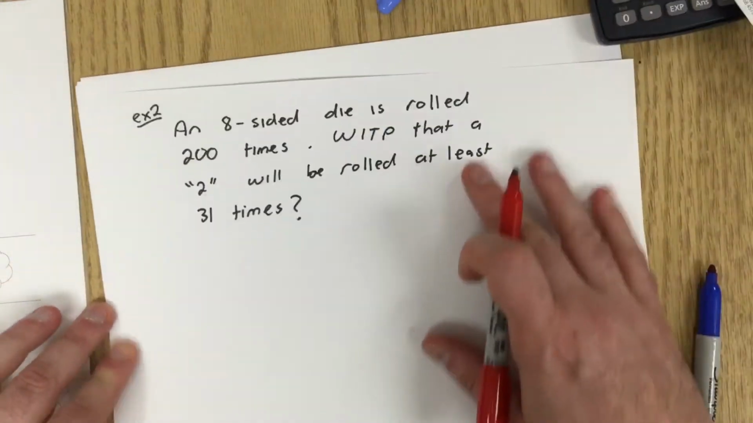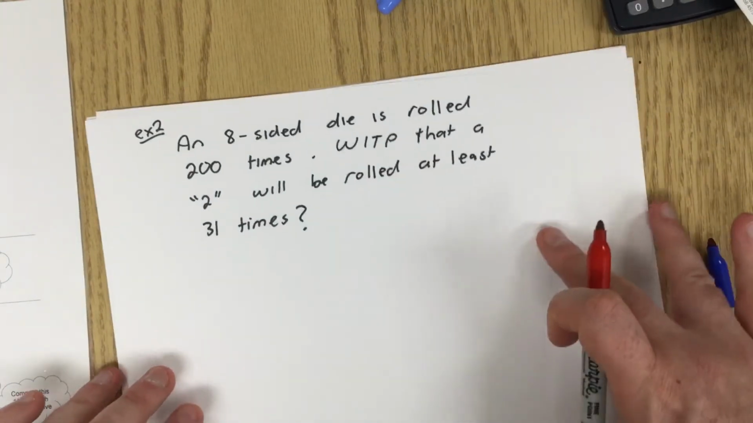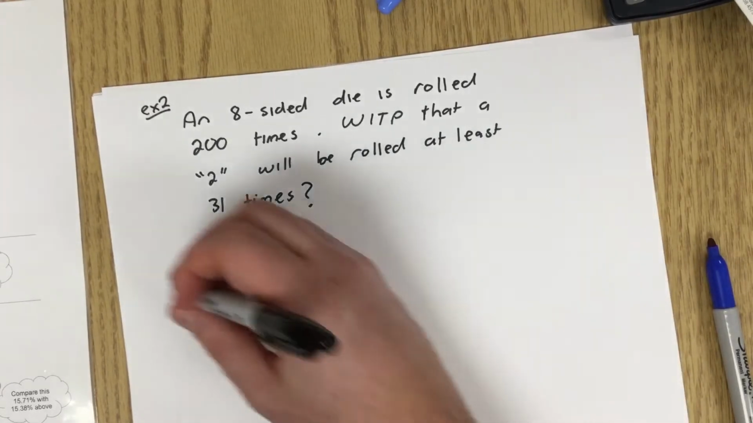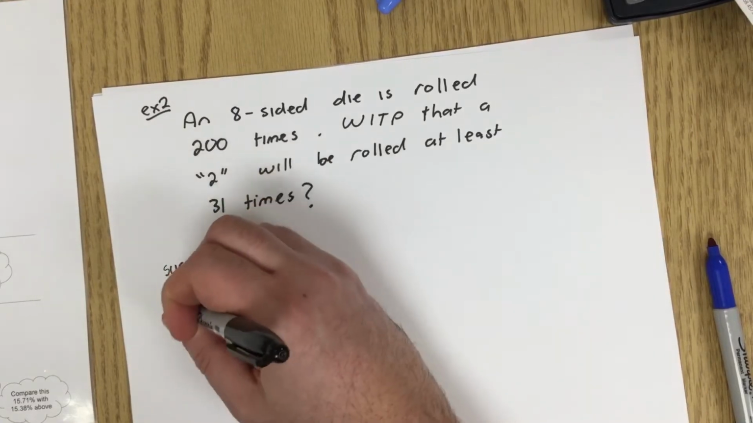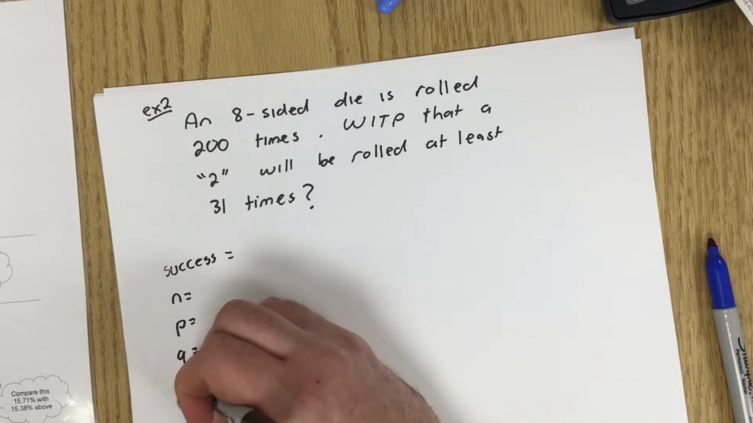So let's take a look. In the example here, we're going to decide which one we want to use. Do we want to use the normal binomial formula, or do we want to do the normal approximation? So what we have here, we are going to identify success, n, p, q, x.